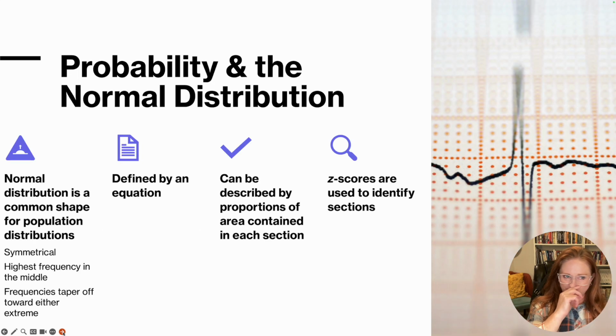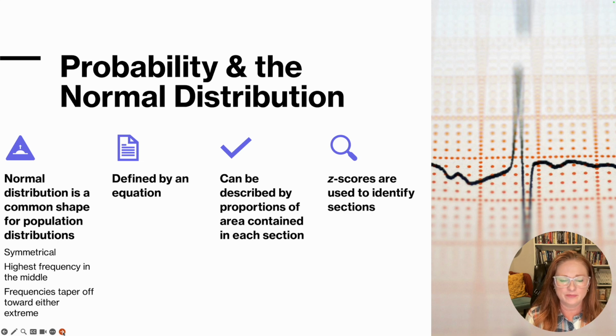Okay. Let's talk a little bit about probability and the normal distribution, right? So normal distribution is a common shape. It's that normal curve, that bell curve, right? It's symmetrical. Whatever's happening on the left-hand side is happening on the right-hand side. The highest frequency peaks in the middle, and it dips down, with the frequencies tapering off to the 2 tails at the end, okay?